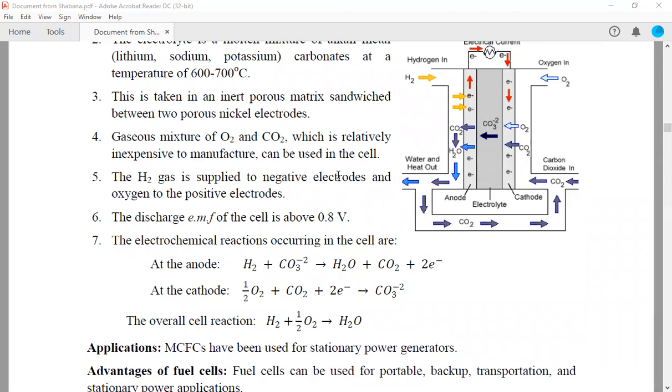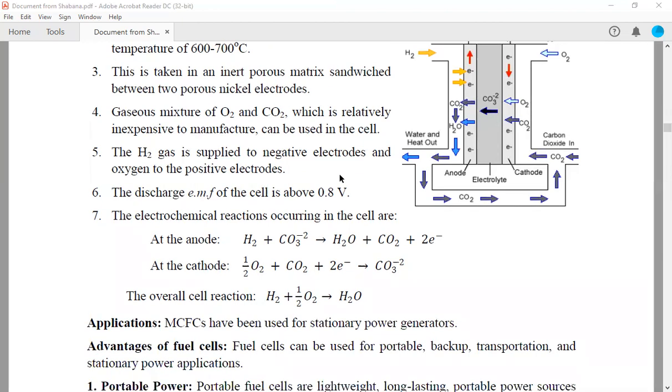Coming to the applications of the molten carbonate fuel cell, this cell is used in many industrial purposes to produce electrical current via steam turbines. And the advantages or the uses of this molten fuel cell: it is used for portable, backup, transportation, and stationary power applications.